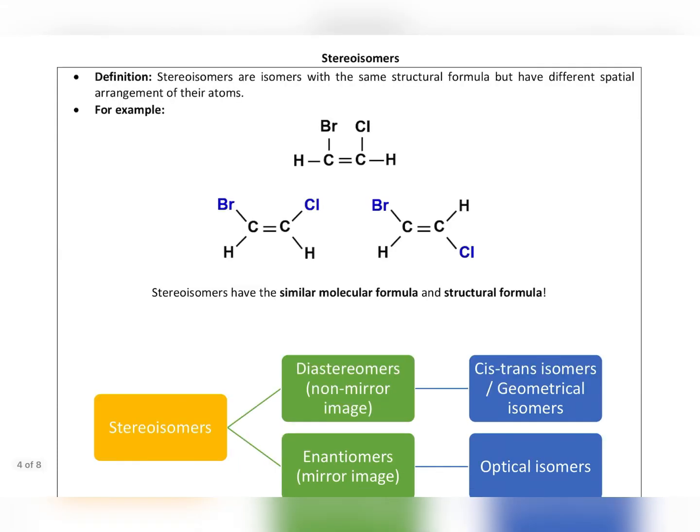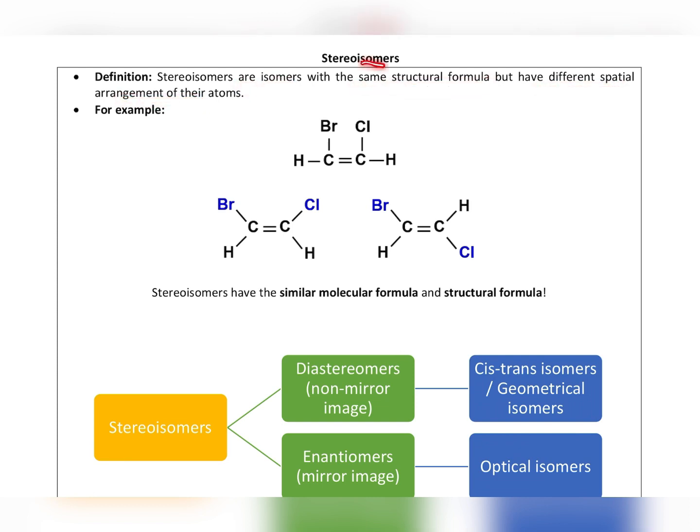Okay, so let us proceed with the definition of stereoisomer. Before this, you have learned what is constitutional isomer. Dia dua benda yang berbeza. So constitutional isomer ada different dia berbanding dengan stereoisomer. Stereoisomers are isomers with the same structural formula but have different spatial arrangement of their atoms.